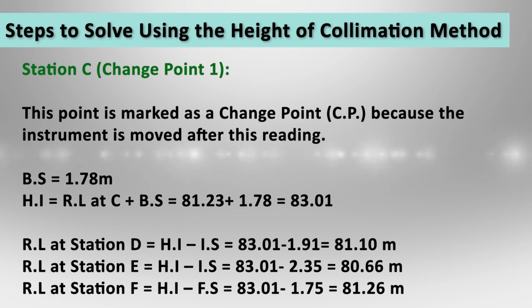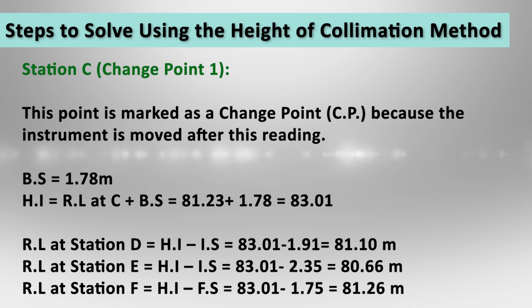Now, with this new height of instrument, we can easily calculate different reduced levels up to the point where the instrument is shifted next. So, reduced level at station D would be height of instrument minus intermediate side, which will be equal to 83.01 minus 1.91, which results in 81.10 meters. Next, reduced level at station E will be equal to height of instrument minus the intermediate side, which will be equal to 83.01 minus 2.35, resulting in 80.66 meters.